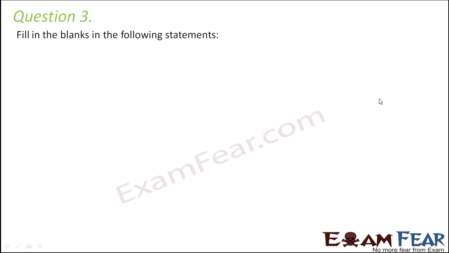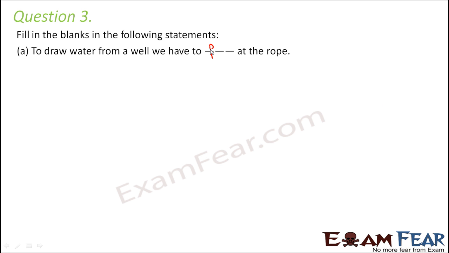Question number 3. Fill in the blanks in the following statements. To draw water from a well, we have to pull at the rope. Now if you want to bring water out from the well, we need to bring the rope towards ourselves, and when we apply force to bring an object towards ourselves, that is called pull. So when we try to bring things near us, that is called pulling.